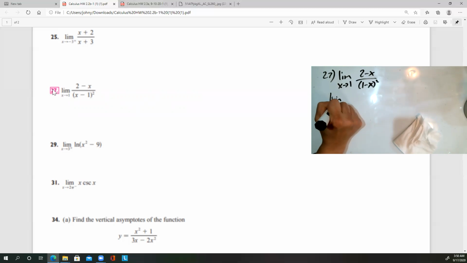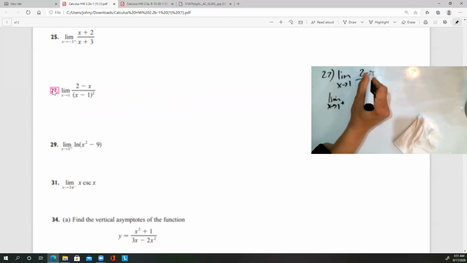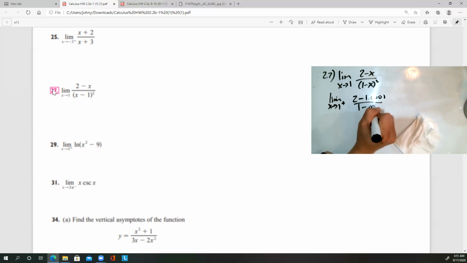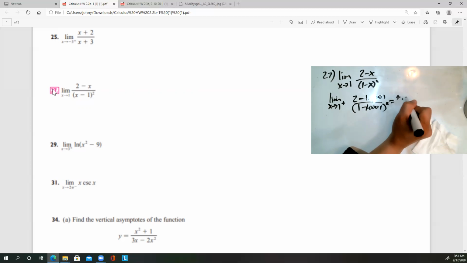Limit as x approaches 1 from the right, let's plug in some numbers. Since it's approaching 1 from the right, it could be like 1.0001. 2 minus 1.0001, all over (1 minus 1.0001) quantity squared. Well, 2 minus 1.0001 happens to be positive 0.9999, I believe. Something like that. It's a number.